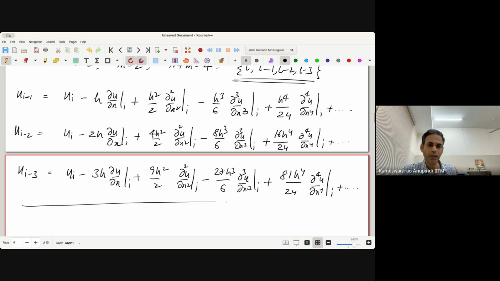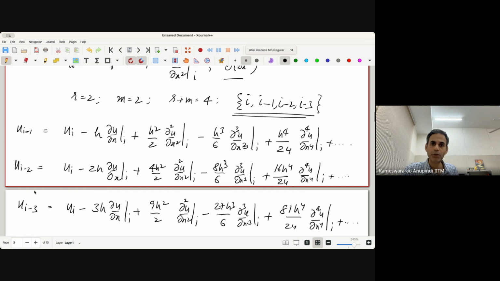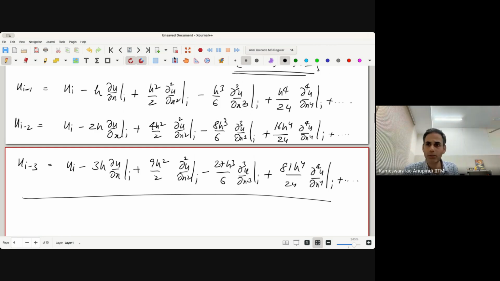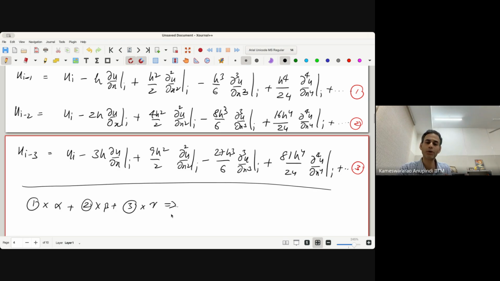Now, just like before, I need to come up with a combination of these such that we get the second derivative to second order accuracy. Calling these the first, second, and third equations, I multiply the first equation with alpha, the second with beta, and the third with gamma, then set the terms we don't want to 0 and the term we want to 1, so that we can derive alpha, beta, and gamma.